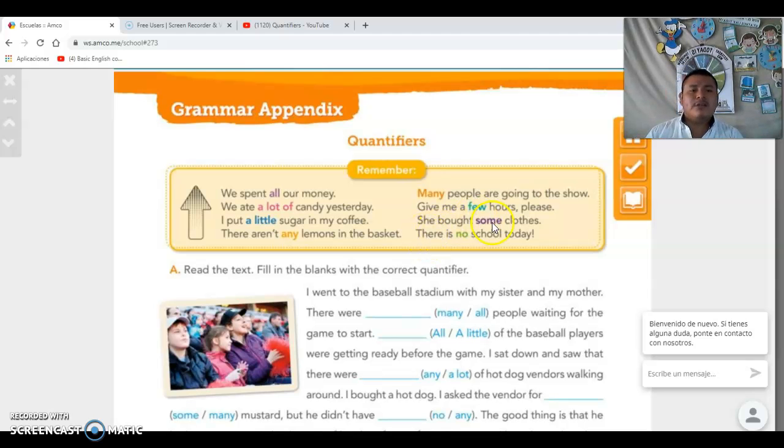Okay, she bought some clothes. So what does that mean? She bought some clothes. And then there is no school today. There is no school today.